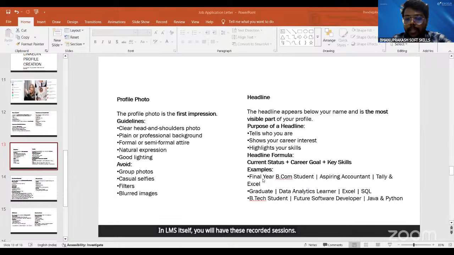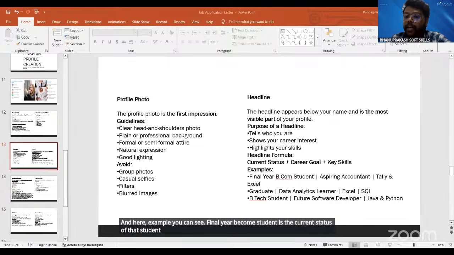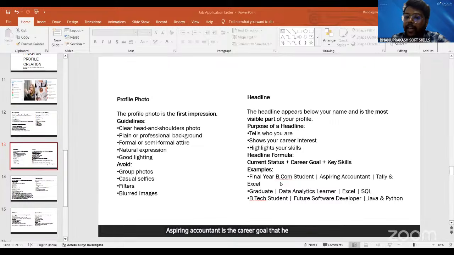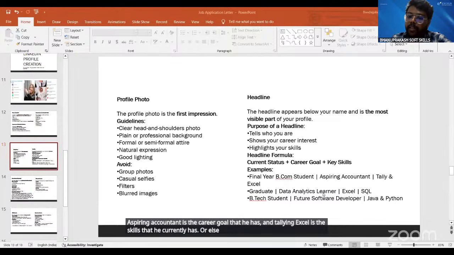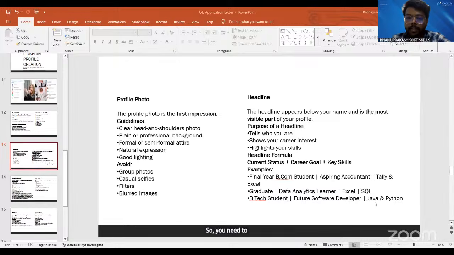And here, for example, you can see final year BCom student is the current status of that student. Aspiring accountant is the career goal that he has, and Tally, Excel are the skills that he currently has. Or else, graduate, data analyst learner, Excel, SQL. Or else, BTech student right now, future software developer, Java, etc. So you need to change your headline in the same way. Okay. Hope you are done.